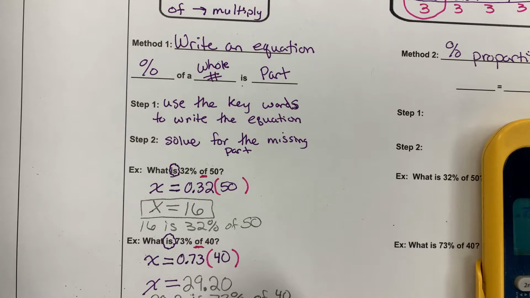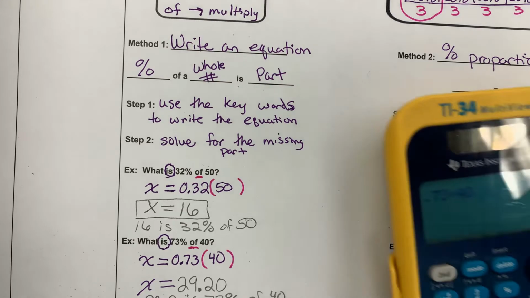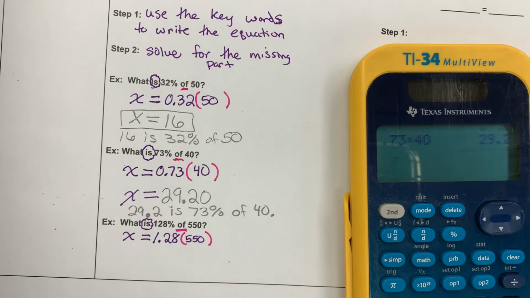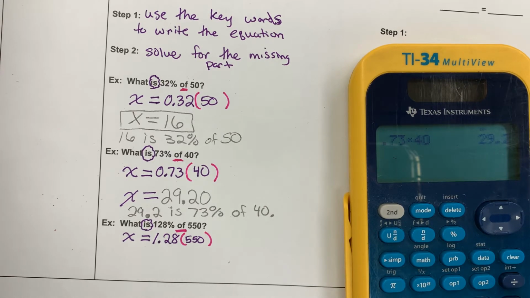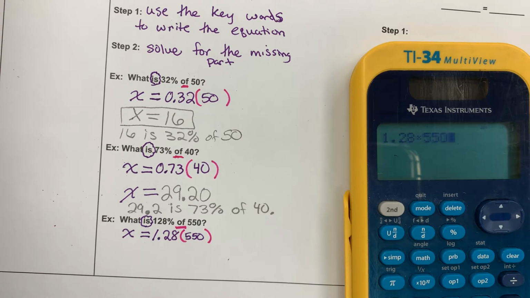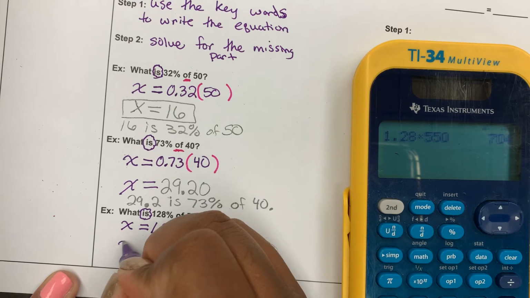What, that's our missing part. "Is" means to put your equal sign. 128% we would write as 1 and 28 hundredths. We know "of" is our next keyword, which means I'm going to multiply, and I am multiplying that out with 550. All right, using my calculator. Oh man, you couldn't see, my bad. Using my calculator to solve, I have 1 and 28 hundredths times 550, and that brings me to 704.